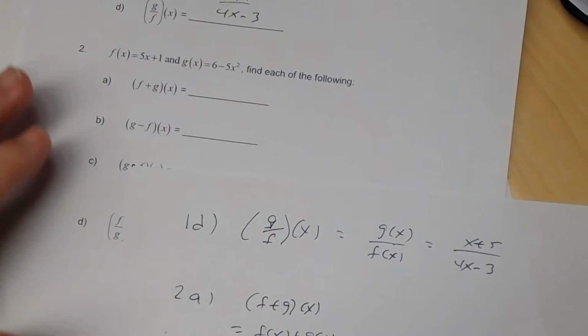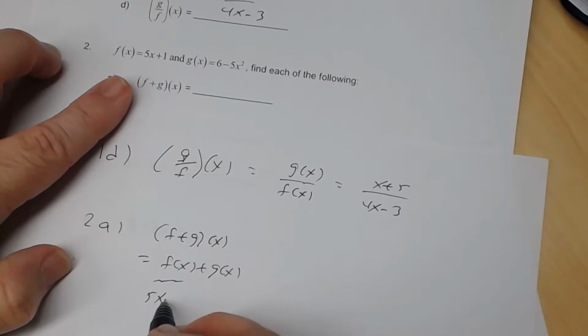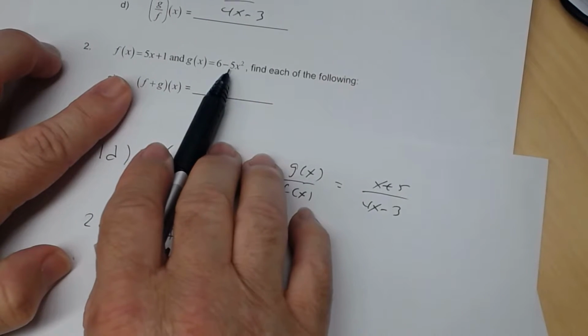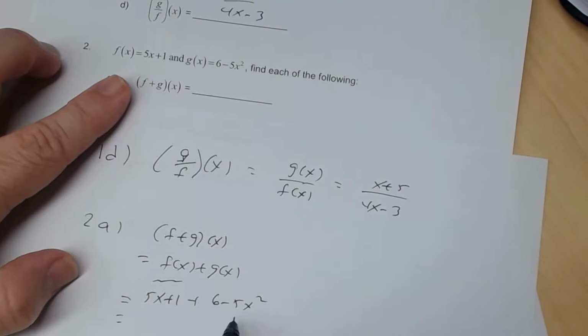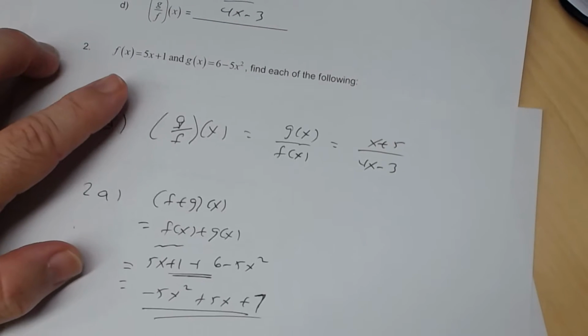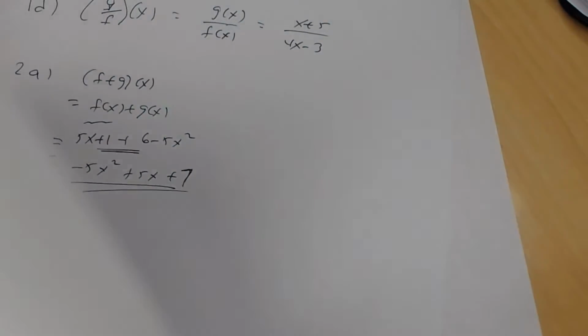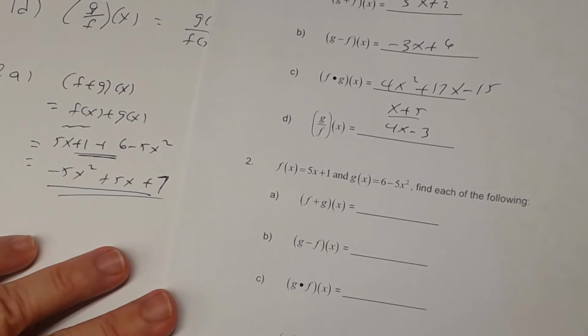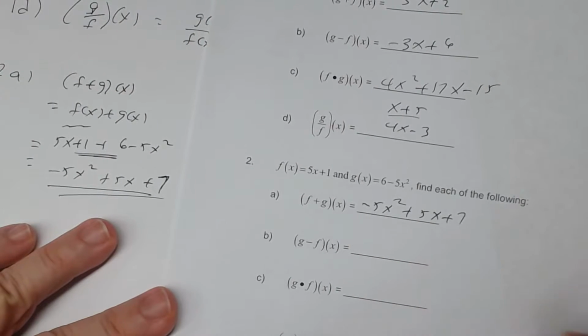Okay, so f of x is 5x plus 1. So I'm going to replace that with 5x plus 1. g of x is 6 minus 5x squared. So 6 minus 5x squared. Combining like terms, and let's go ahead and put in descending order. That's going to give me a negative 5x squared plus 5x, and then 1 and 6 is 7. So I get negative 5x squared plus 5x plus 7. So that is the answer to 2a. So when you put the answer to 2a, you should get negative 5x squared in the blank. Make sure you put the answer in the blank, plus 5x plus 7.